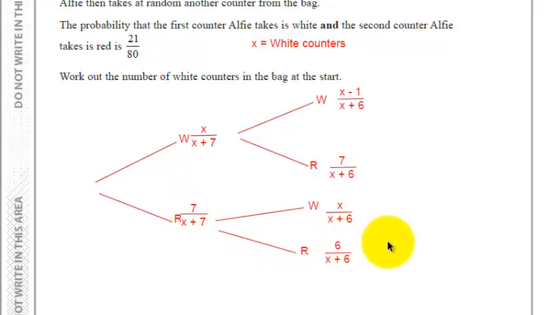Take a moment to make sure you understand the tree diagram, because it's a common type of question and there's lots of different things they can ask once you've drawn it. This time they're saying the probability the first counter Alfie takes is white and the second counter is red. So we're looking at this pathway here that I'm highlighting. X over X plus 7 multiplied, because these probabilities are independent. This red counter didn't say, oh, it was a white counter picked before, I'm going to make myself more likely to be picked. So it's X over X plus 7 multiplied by 7 over X plus 6 equals 21/80.